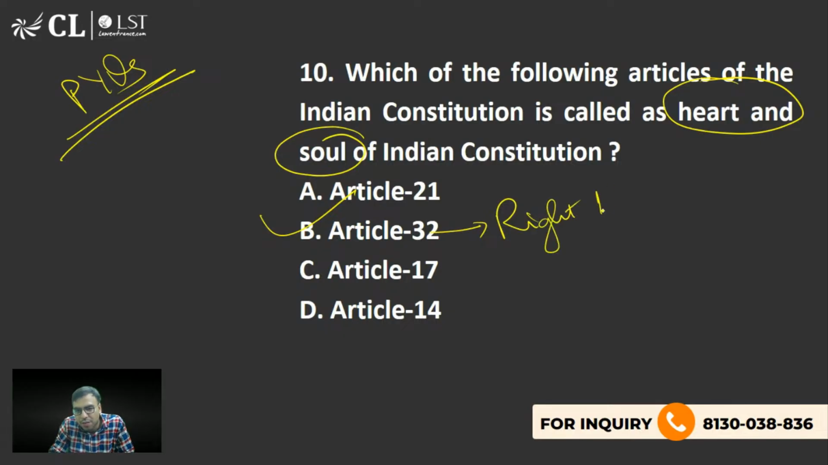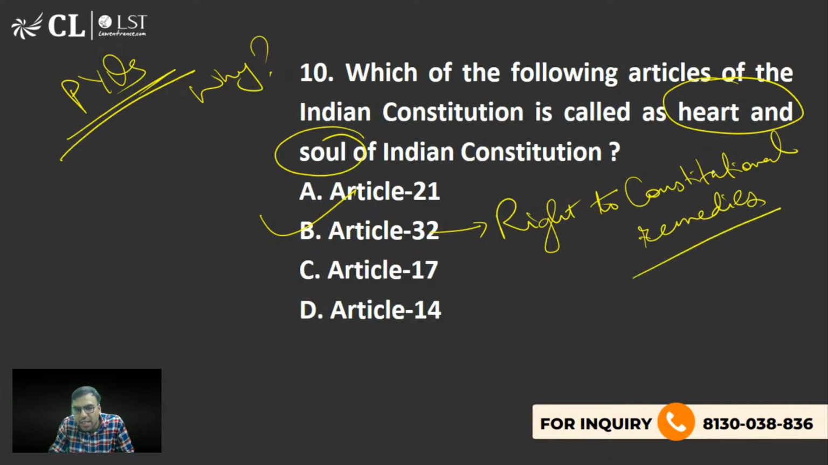Why? अगर मैं why पूछ दूं तो क्या? And who said this? Who said right to constitutional remedies? Article 32 is heart and soul. Enforcing fundamental rights is important to the constitution. Yes, basically, Bhimrao Ambedkar said.